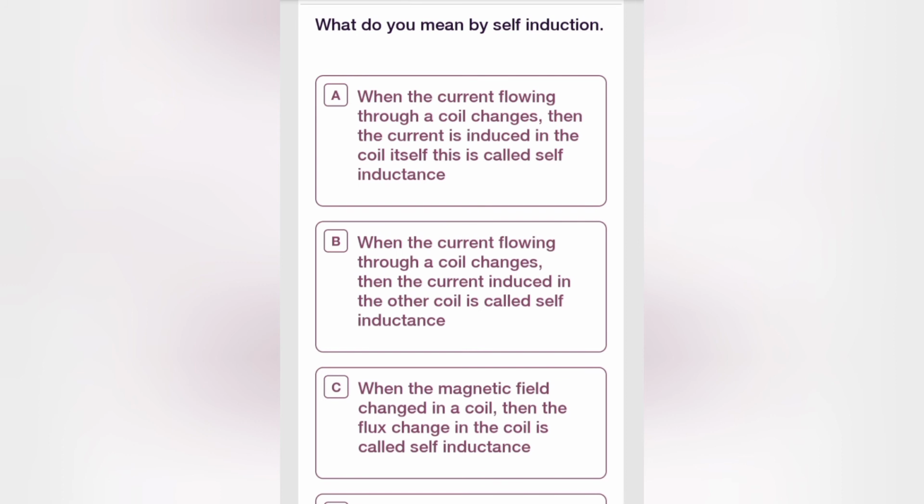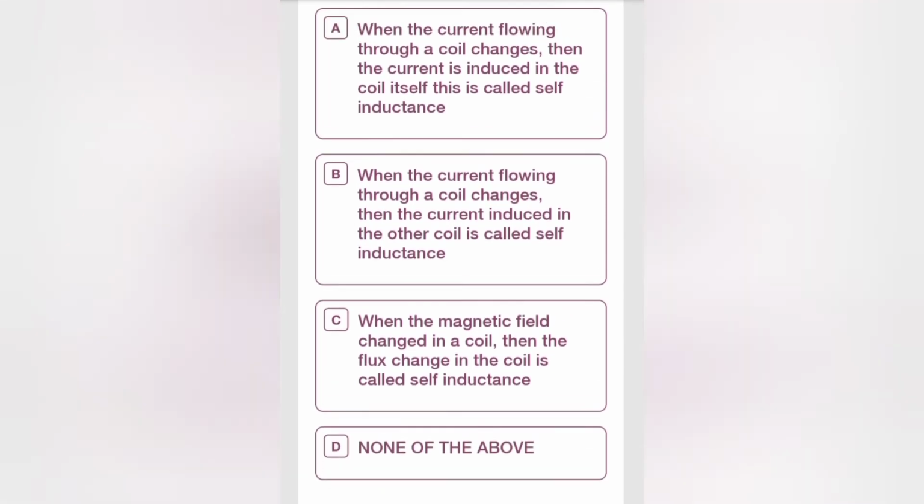Whereas the second one, change in the current in one coil inducing EMF in the other coil, is mutual induction. It is not self-induction. Option B is wrong. When the magnetic field changes in the coil, the flux changing in the coil is not said to be self-induction. Whenever the conductor cuts the magnetic lines of force, EMF is induced. That is just electromagnetic induction, but it's not called self-inductance. So option A is the correct answer.